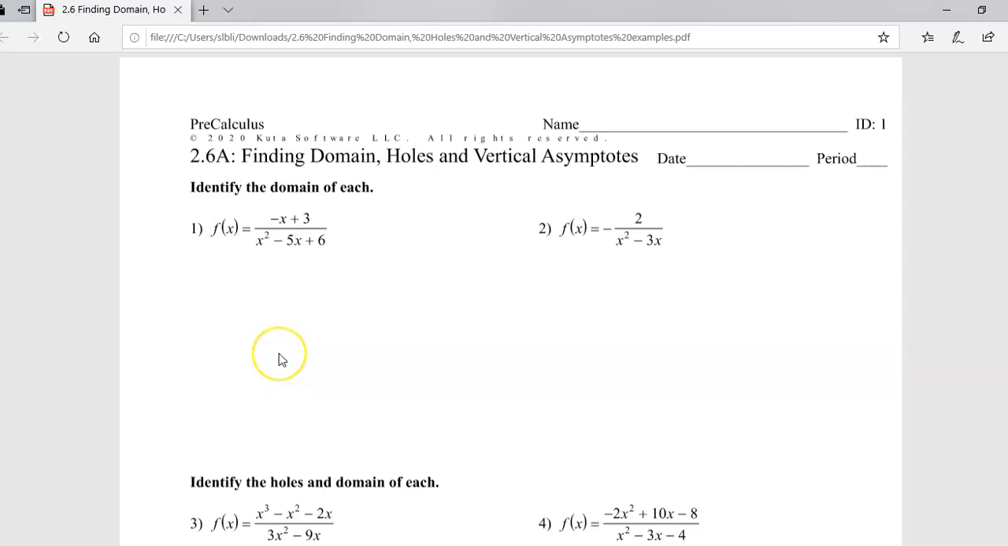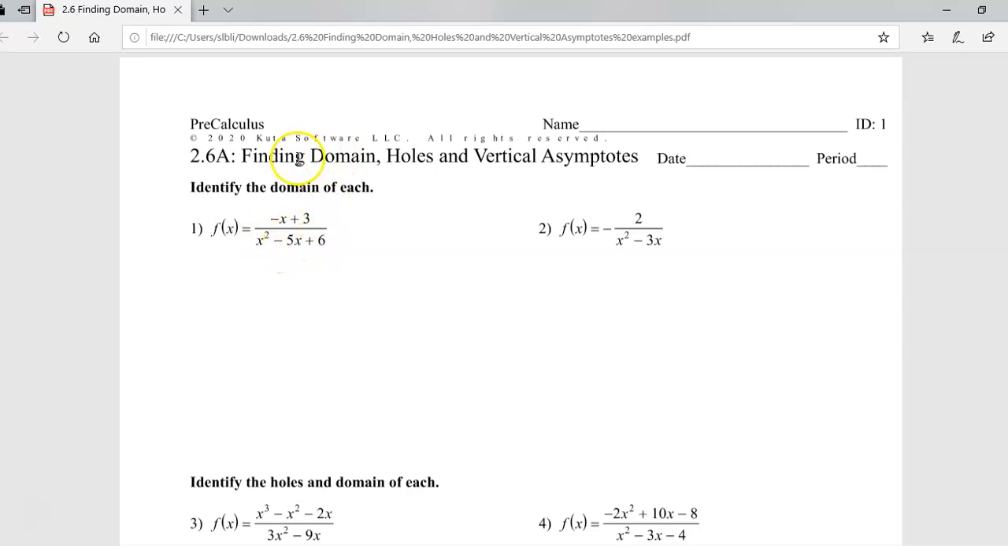All right, guys, today we're moving on to 2.6a. We're going to be finding the domain, poles, and vertical asymptotes of these rational functions. So a rational function is a function that has a polynomial on the top and on the bottom of a fraction. So remember, a polynomial is just an equation that has all positive whole numbers for exponents on the variables.